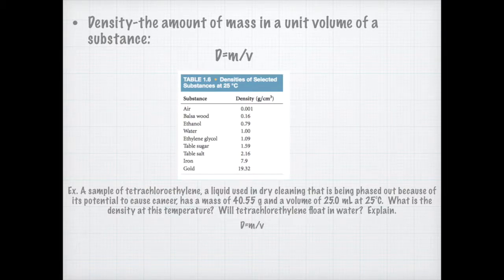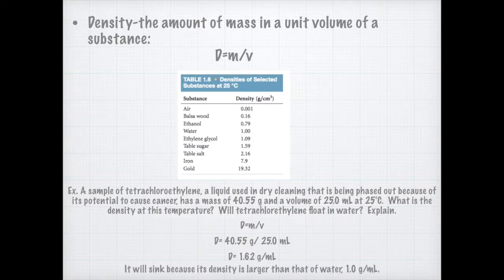Okay, I'm going to take the mass, which is 40.55, and divide it by 25.0. And so my answer, we will go over this in a future video, but just as review, because 40.55 has 4 sig figs and 25.0 has 3 sig figs, my final answer should have 3 significant figures. So my answer is 1.62 grams per mil. Now, if you look, the density of water is 1.00, which means that tetrachloroethylene is actually going to sink in water because it has a density that is higher than that of water.